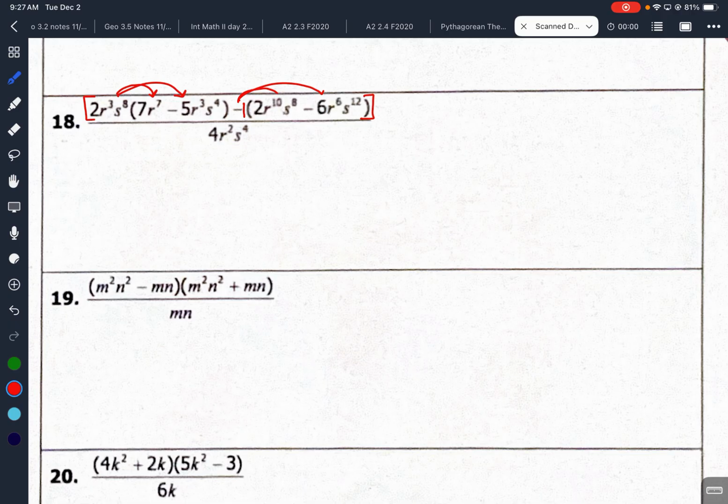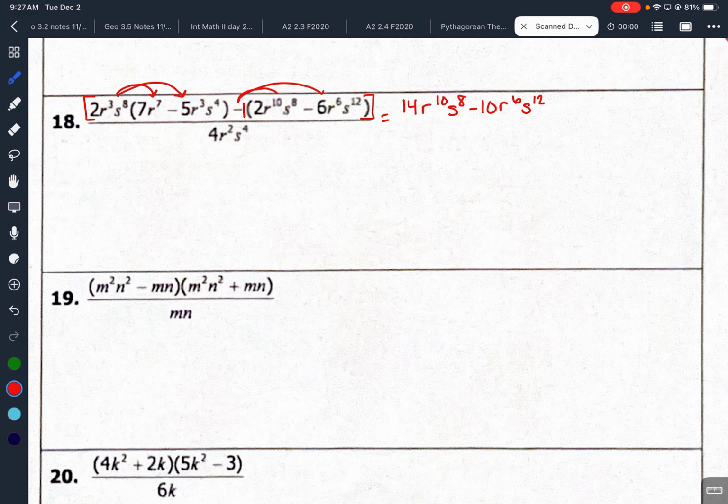Okay. So 2 times 7 is what? 14. R to the 10th. S to the 8th. There's no S there, so it just comes along, right? Okay. Then 2 times negative 5 is negative 10, r to the 6, s to the 16? How about 12th?